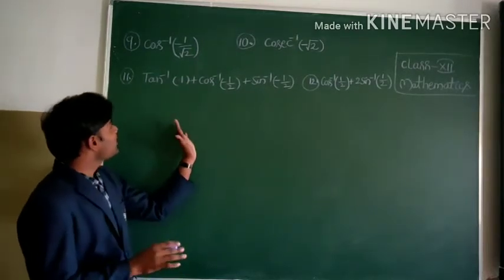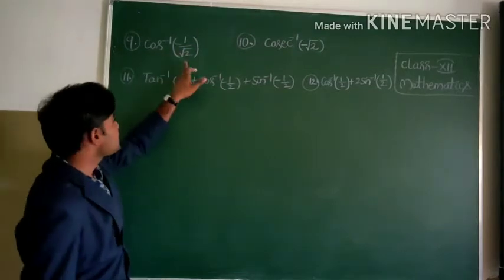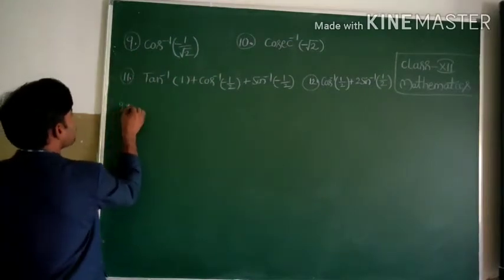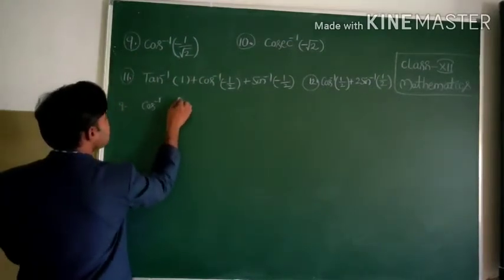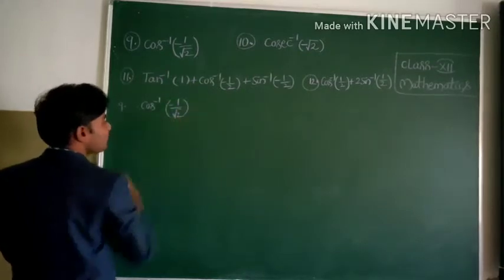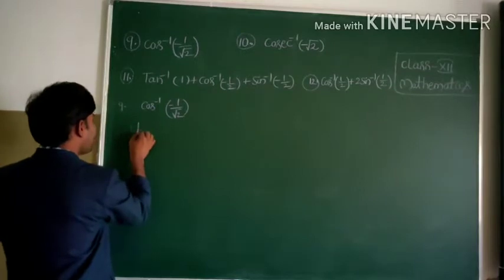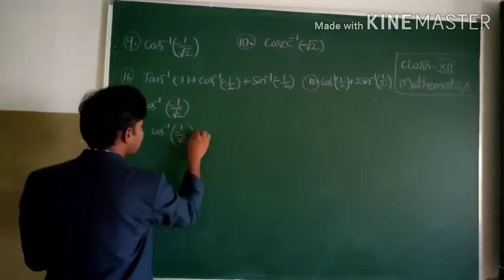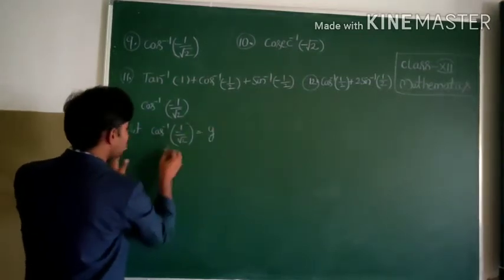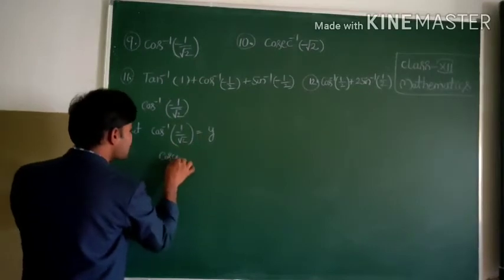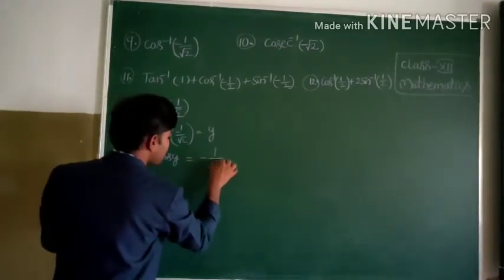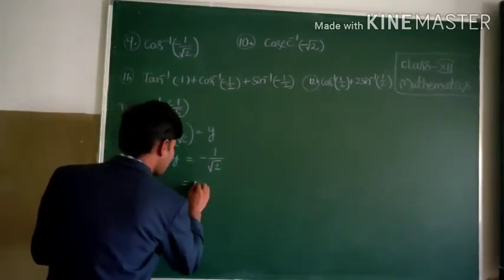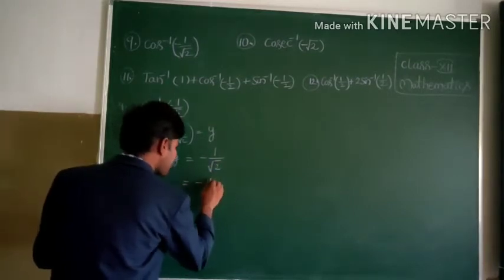So here the problem is this: find the principal value of cos inverse of minus 1 by root 2, right? Now let's see the problem. So cos inverse of minus 1 by root 2. Here, as I already told you, let cos inverse of minus 1 by root 2 be equal to y. Sending the inverse to the other side, it is cos y. So cos y is equal to minus 1 by root 2. Clear?